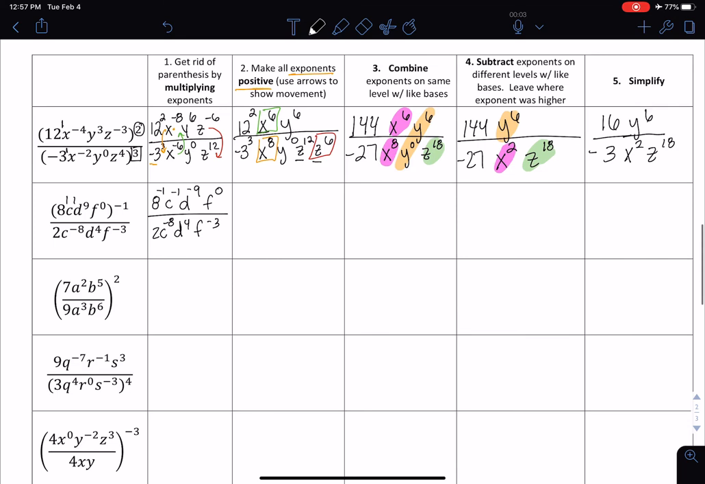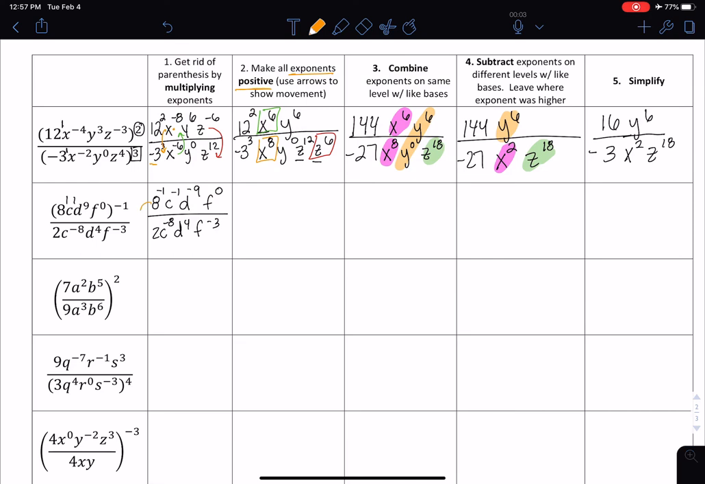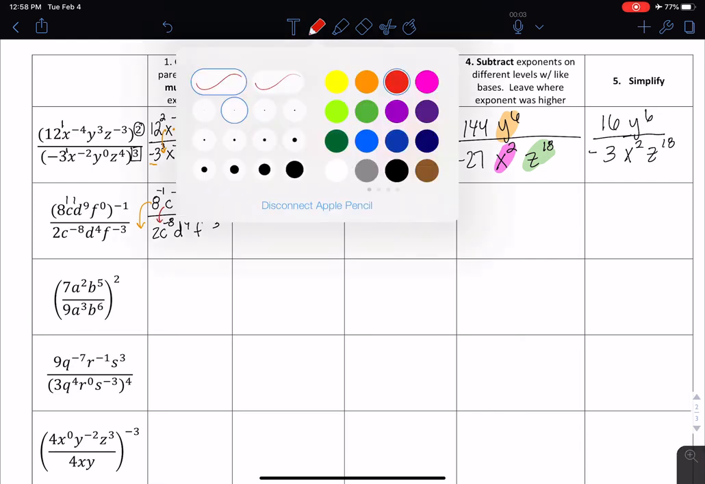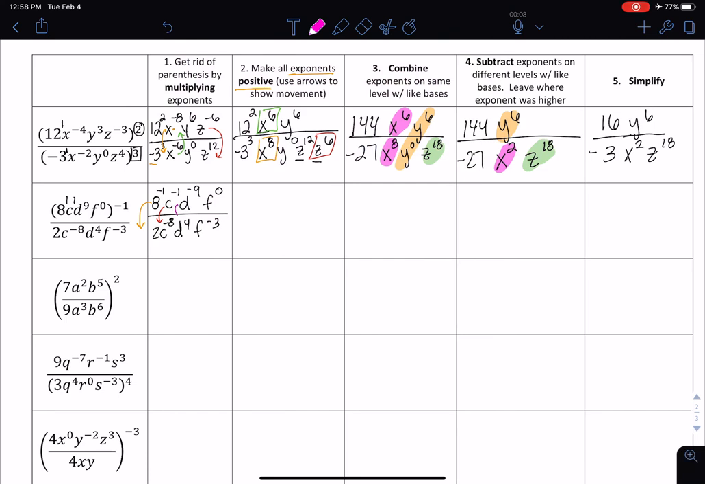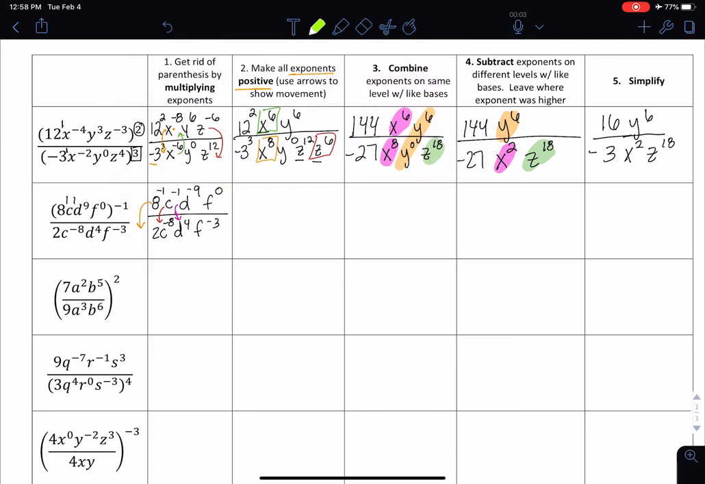Okay, next step, we're going to make sure all of our exponents are positive. Okay, so 8 has a negative 1, so it's moving down. My C has a negative 1, so it's also moving down. My D has a negative 9, so it's also moving down. And the F's the only one that's not negative, so it stays up. Okay, then on the bottom, the C is negative, so it's going to move up. The D is good, and my F is negative, so it's going to move up.